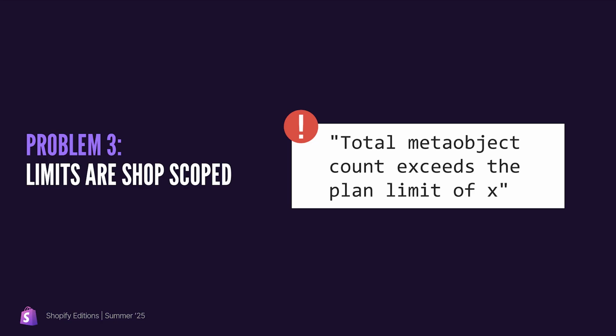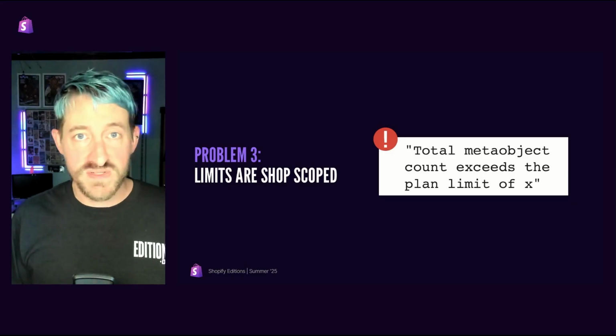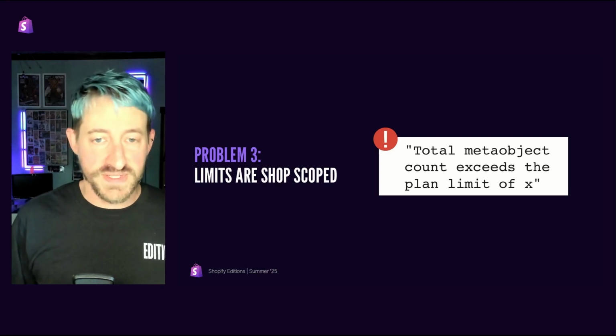Lastly, meta object and meta field definitions are shop scoped. And what this means is that if your public app is installed on a shop that's already reached its limit, you're out of luck. You can't use those definitions because you can't create them. This means you can't rely on meta fields or meta objects for critical use cases without having some sort of fallback solution. Again, because if you can't create those definitions, you have no way of using them.